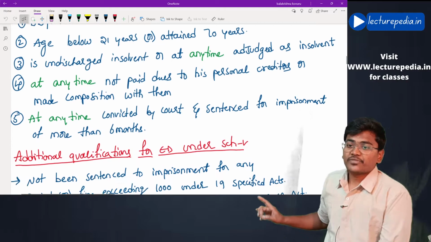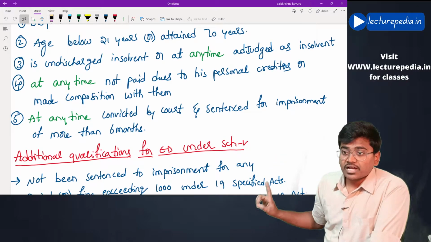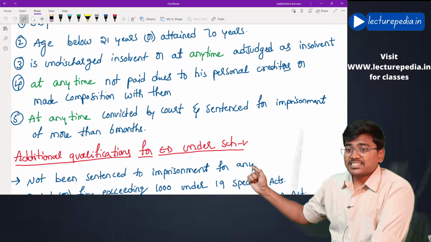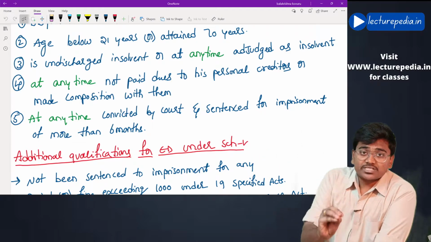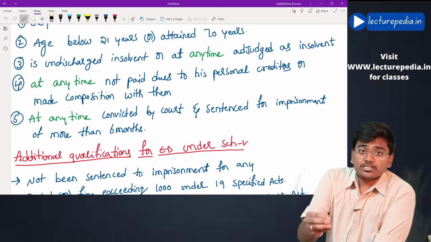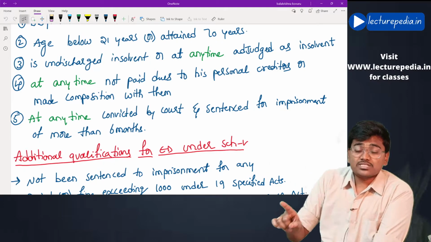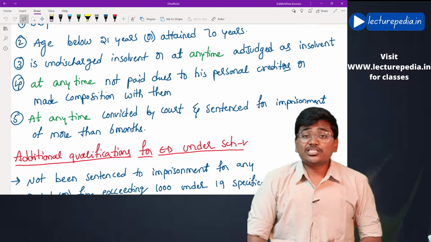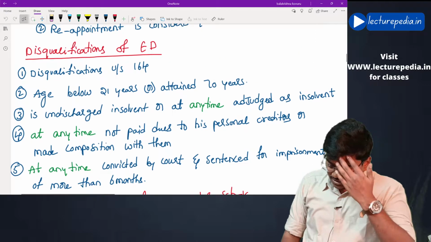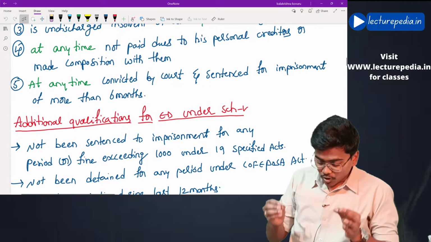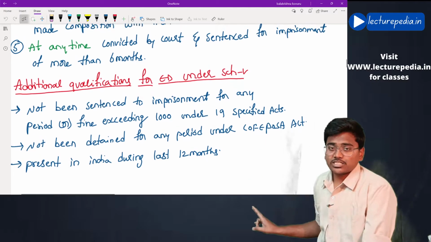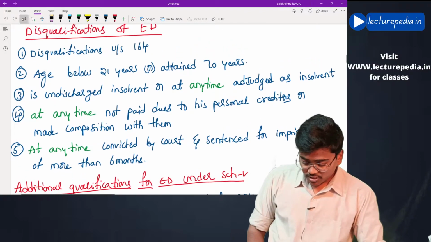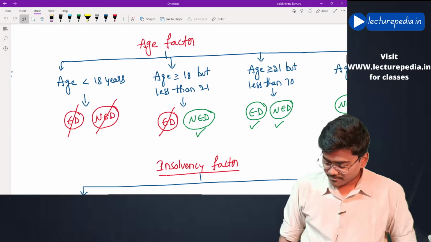Next, fifth point, at any time convicted by court and sentenced for imprisonment of more than 6 months. If he has been punished with an imprisonment of more than 6 months, then he cannot be appointed as executive director for the lifetime. These are the 5 points of disqualification. Apart from these points, there are additional 3 disqualifications that we will discuss. First of all, we will understand these points.